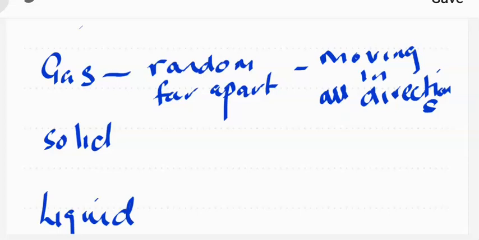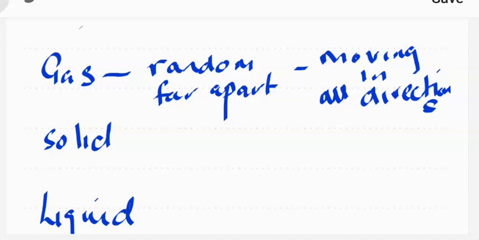Other important things to note for gas: the forces of attraction between gas particles are weak. Gases have no fixed shape, and as you increase temperature, pressure increases and particles gain kinetic energy and move faster.